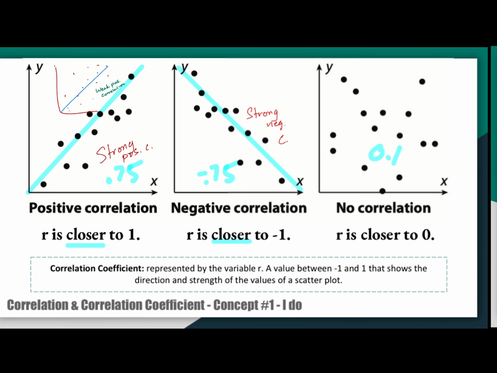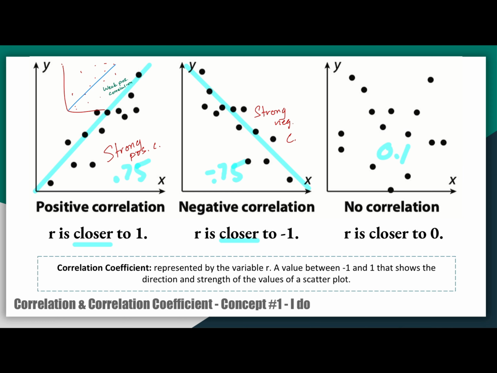What's the takeaway here? Okay, focus on the R values. The closer we are to 1, the stronger positive we have. The closer we are to -1, we still have a strong correlation, but it's in the negative direction. And the closer we are to 0, the less correlation. We have the independent variable and the dependent variable that we are trying to test for a relationship are just not correlated at all. It's just random data, okay?